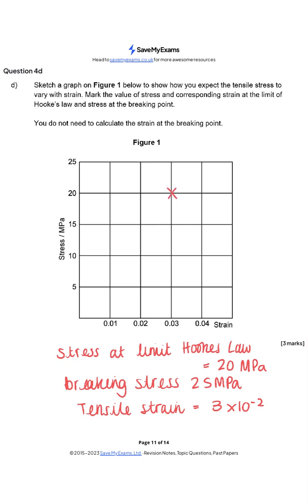So up until then, we know that it obeys Hooke's law. So that is going to be a straight line going through the origin. After that, it's going to curve and it's going to eventually break at 25. So I'm going to draw a curve from that point until 25. It's going to start going mostly straight and then it's going to curve off and then it's going to end at 25.